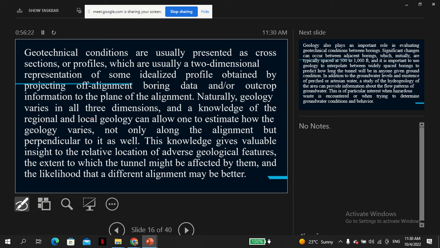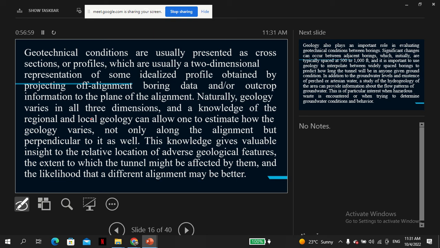Of course, for nuclear repository, those ones you can keep off, but for natural phenomena like the fault lines, sometimes you have no choice. So geotechnical conditions are usually presented as cross sections or profiles, which are usually two-dimensional representation of some idealized profile obtained by projecting of alignment, boring data, and or outcropping formation to the plane of alignment.